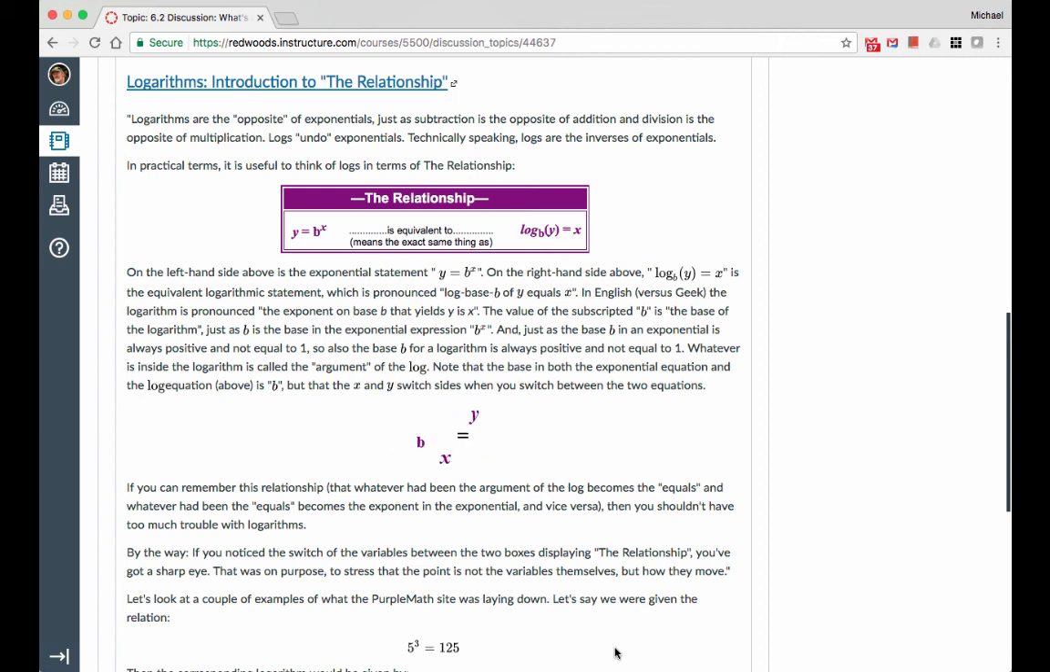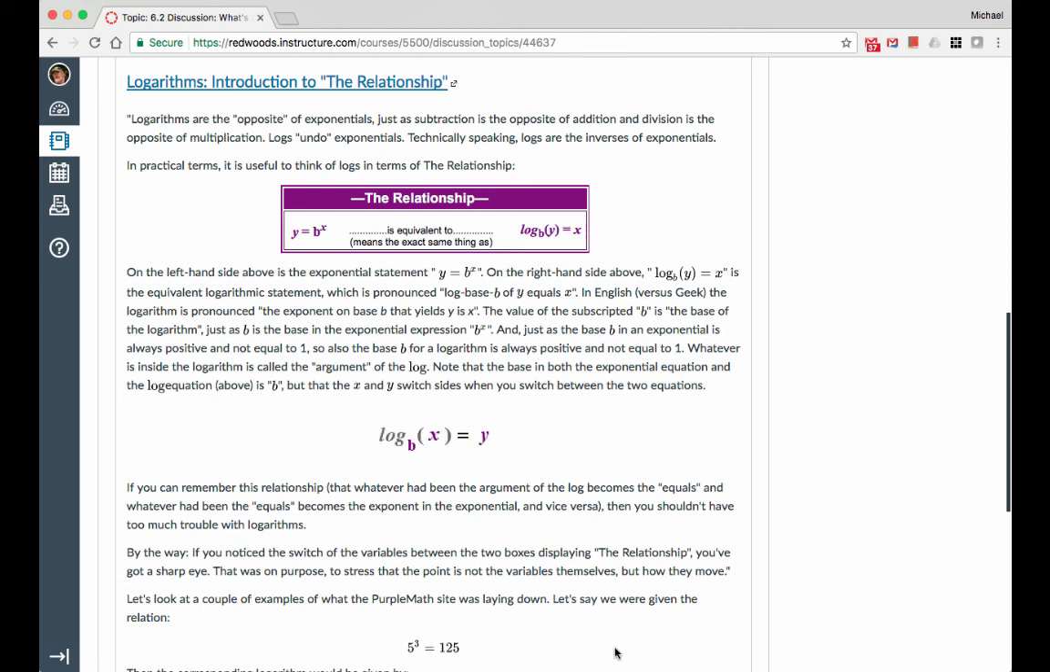In practical terms, it's useful to think of logs in terms of what Purple Math refers to as the relationship. What they say is that y equal to b to the x is equivalent to, which means it says exactly the same thing as, logarithm base b of y is equal to x. So in Geek, we would read the right-hand side as log base b of y equals x. In English, an easier way of thinking about it, the logarithm can be pronounced as the exponent on base b that yields y is x.